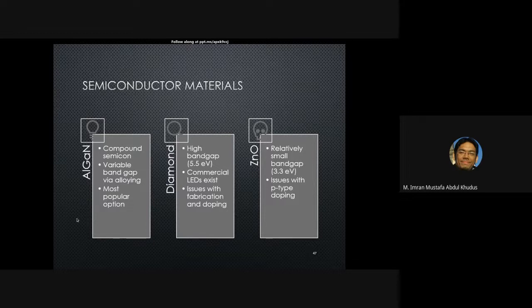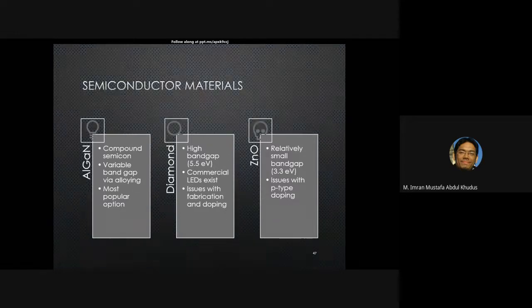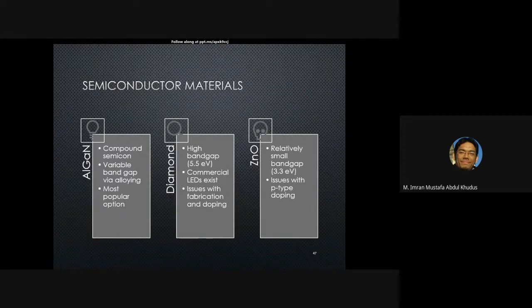So aluminium gallium nitride is the most popular option. One of the main reasons is it has a variable band gap. Aluminium gallium nitride is an alloy, meaning you change the composition between the aluminium and the gallium. So aluminium at, say, 20% and gallium at 80% will have a different emission wavelength compared to aluminium at 40%. The variable band gap is good for different applications. It's kind of what you want, essentially.